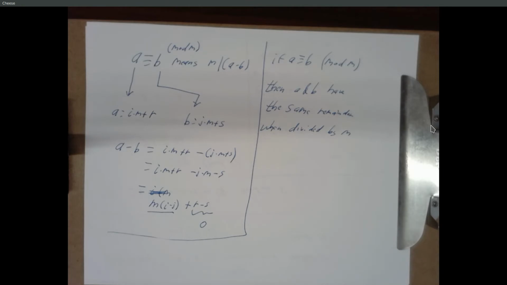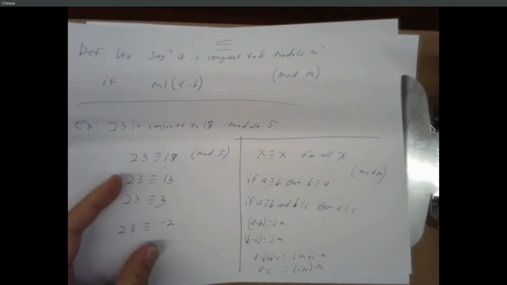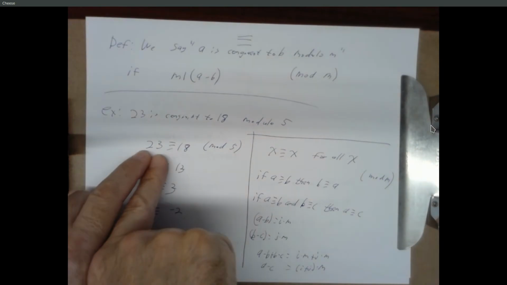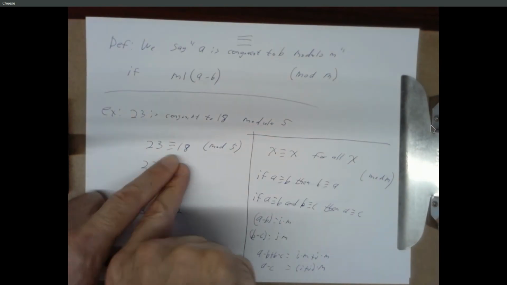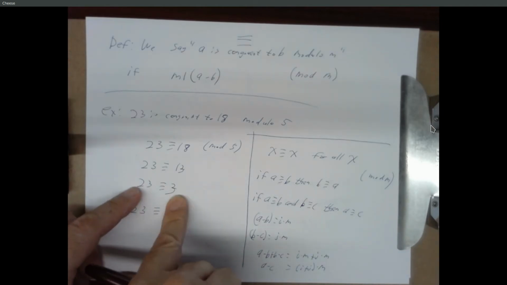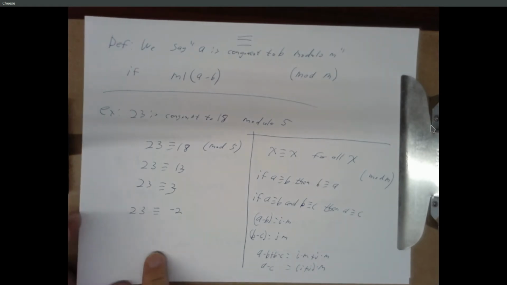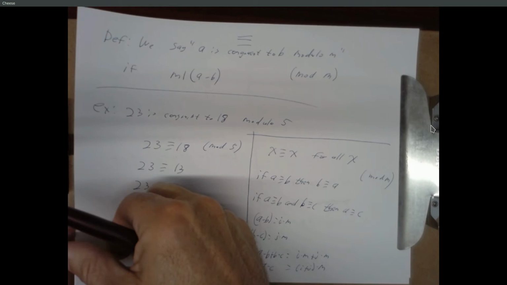And this is perhaps the more useful way to think about congruence. Two things are congruent modulo m if, when we divide by m and see what's left over, they're both going to have the same amount left over. And so what's 23 divided by 5? Well, it's something with 3 left over. 18 divided by 5 is something with 3 left over. Same with 23 and 3, or 23 and minus 2. The remainder is always 3. That's why these things are congruent.